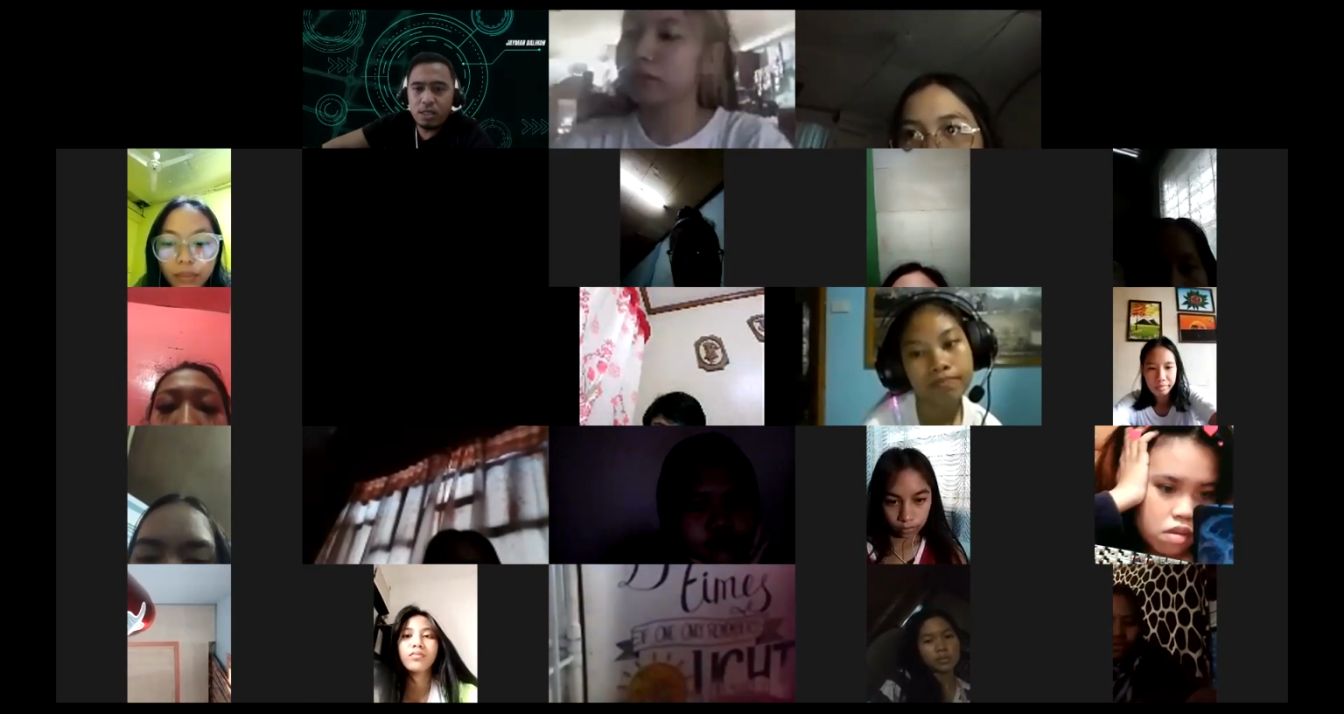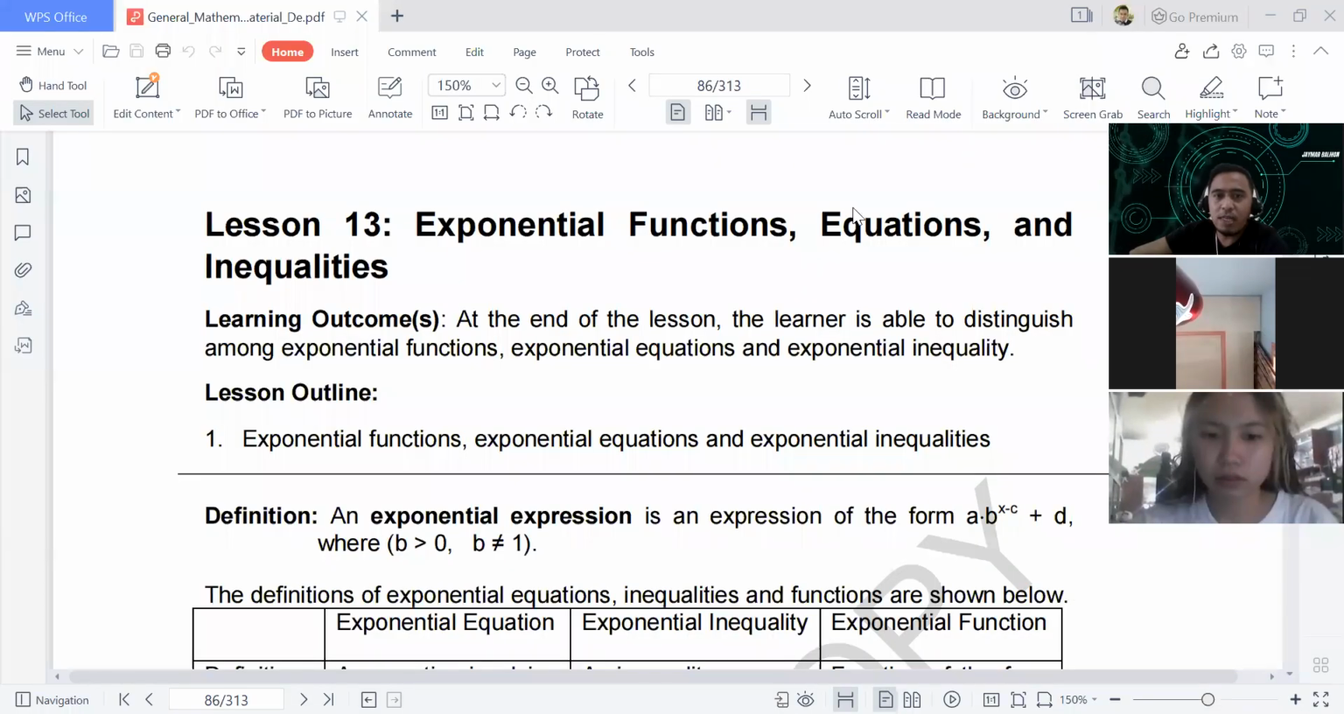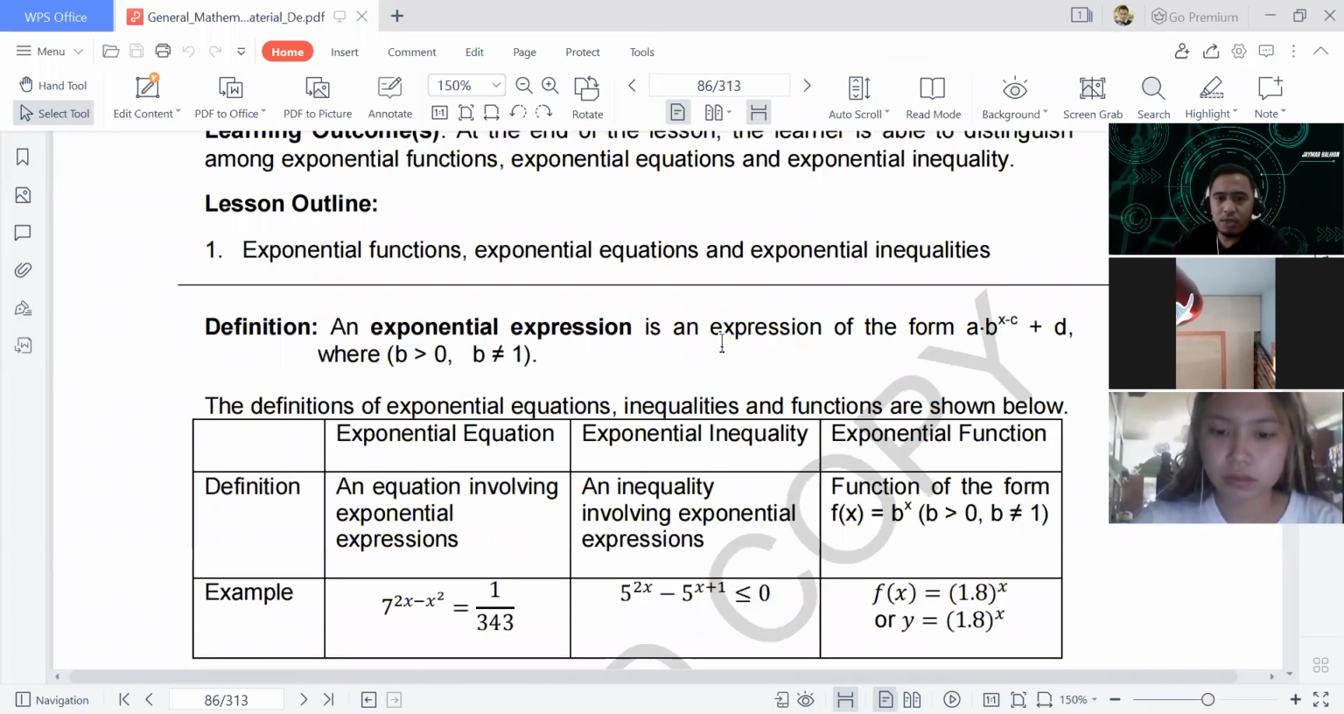This afternoon, we will be discussing exponential equations and exponential inequalities. Before going to exponential equations, let us first define what an exponential expression is, just like in rational expressions. It is very important to define it first so that you will not be confused as we go along to our discussion. First, an exponential expression is an expression of this form.